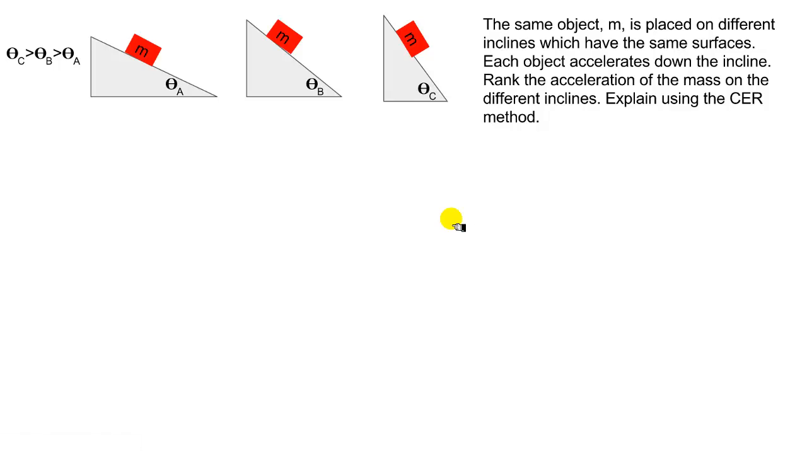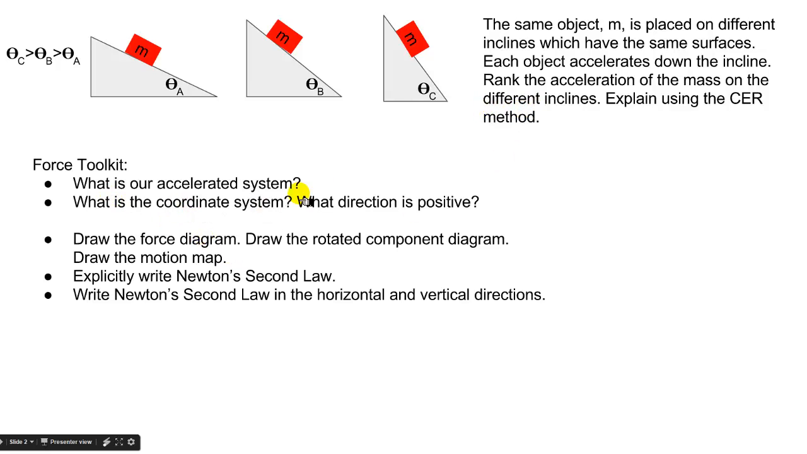Here's a claim, evidence, reasoning question for AP Physics 1. In this situation, we've got 3 different inclines. Everything is the same on all of the inclines except for the fact that the angle increases from A to B to C. We're supposed to explain our rationale in ranking the accelerations of the masses on the different inclines. So we're going to use our force toolkit.